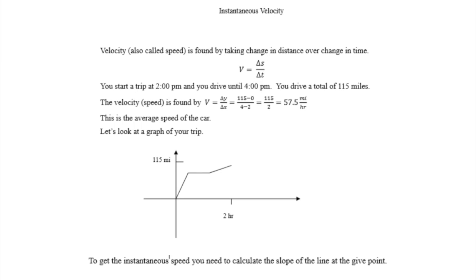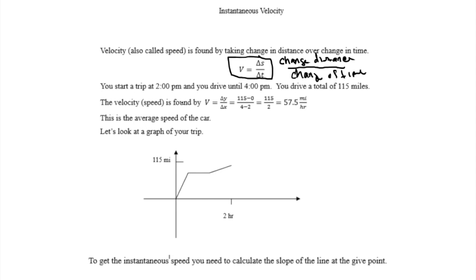If you box in this equation, V stands for velocity, and that's going to be the change in distance over the change in time. So delta S is talking about the change in distance and delta T talks about the change of time.